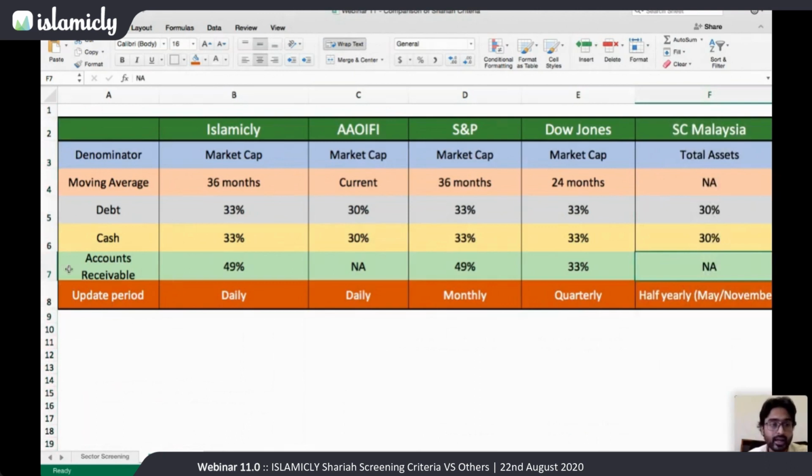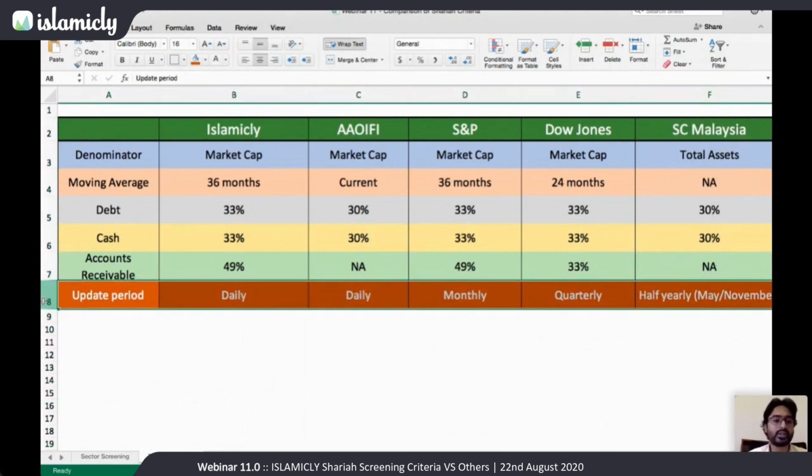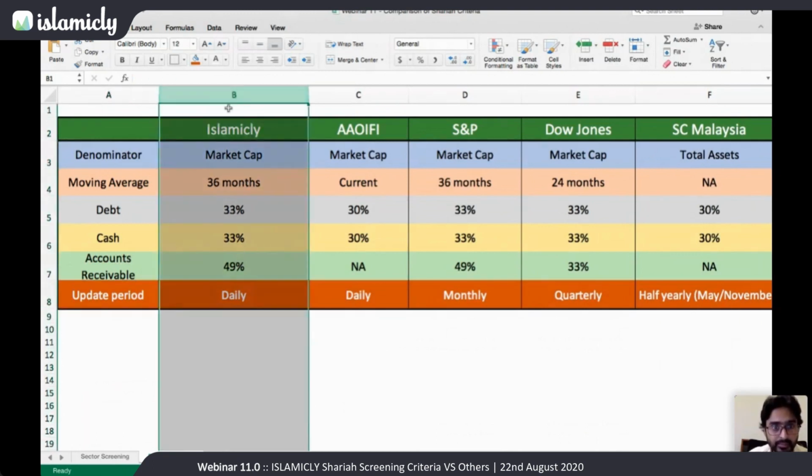All right. And the last point is, how do these ratios get affected? All of these ratios will lead to change in compliance. Since Islamically is based on market cap, and market cap changes on a daily basis, Islamically updates its compliance on a daily basis. That means the share prices at the day end change, and the 36 months average market capitalization till end of day today is calculated and updated.